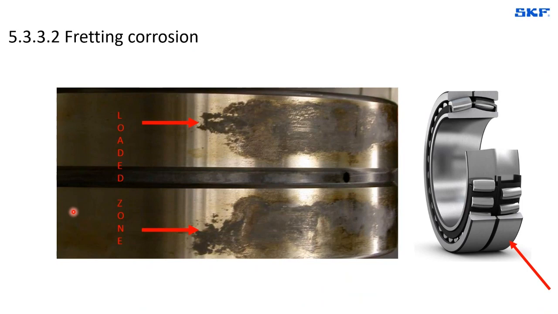There are some micro movements, not rotation of the ring, but just micro movements at a local level. And together with the oxygen, the particles will form oxide and also increase in volume and make the situation worse very quickly.